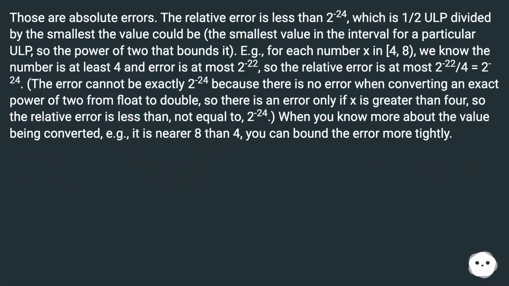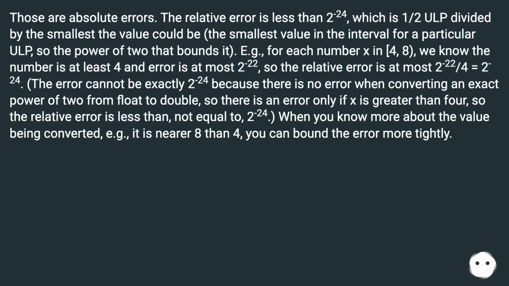The relative error is less than 2^-24, which is 1/2 ULP divided by the smallest the value could be, the smallest value in the interval for a particular ULP, so the power of 2 that bounds it. E.g., for each number x in [4, 8), we know the number is at least 4 and the error is at most 2^-22, so the relative error is at most 2^-22/4 = 2^-24. The error cannot be exactly 2^-24 because there is no error when converting an exact power of 2 from double to float, so there is an error only if x is greater than 4, so the relative error is less than, not equal to, 2^-24.